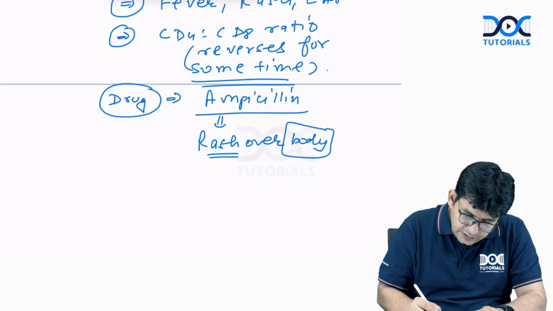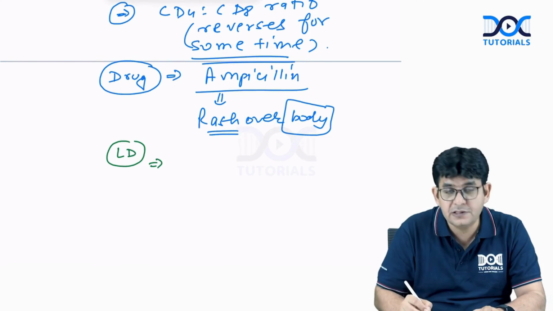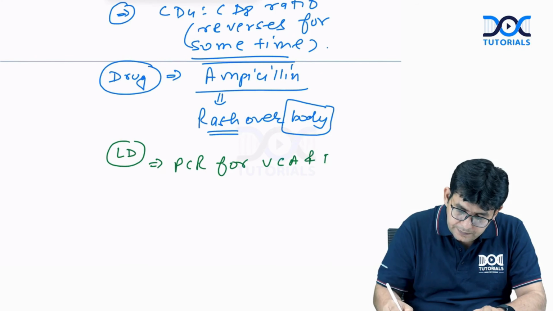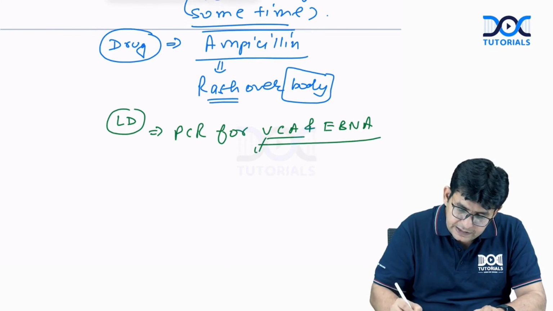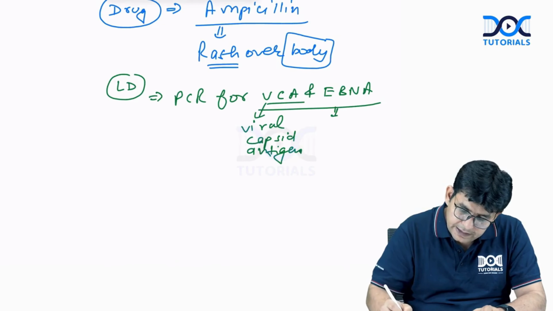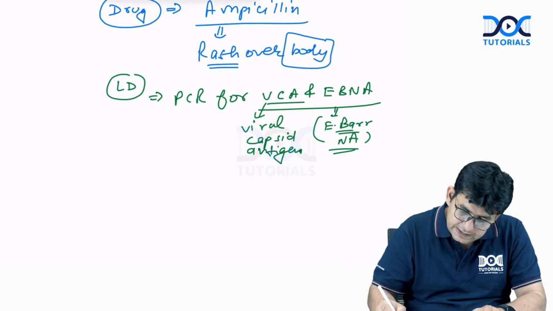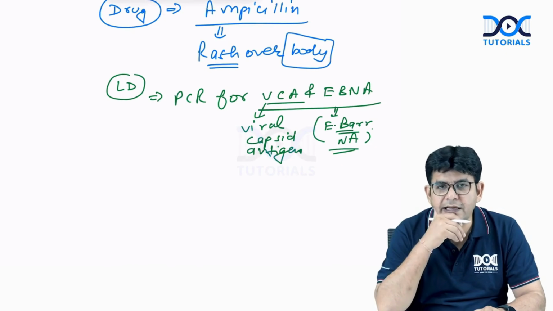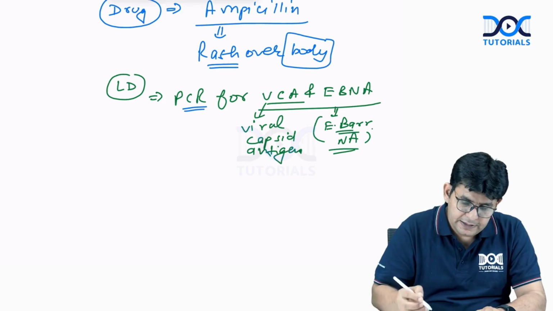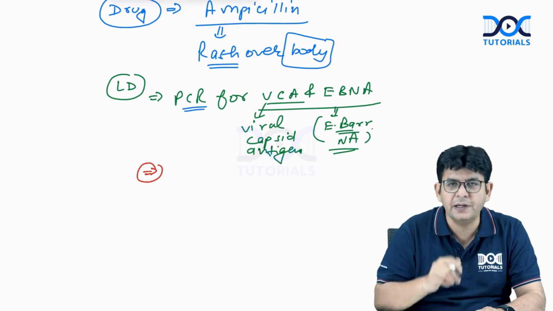Now, regarding the lab diagnosis, again, the best is to go for PCR. PCR for VCA and EBNA. VCA is viral capsid antigen. And EBNA is Epstein-Barr nuclear antigen. So there are PCR for the VCA and EBNA. That can be done. Other than that, you can go for what, guys?